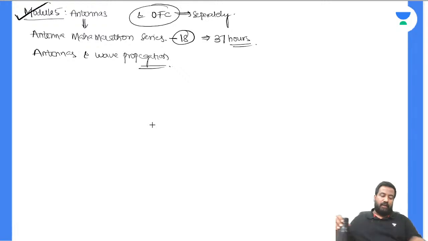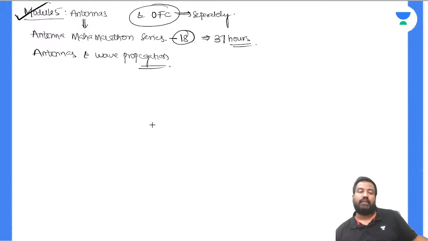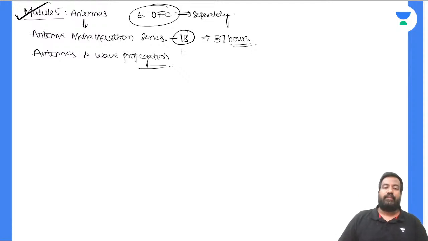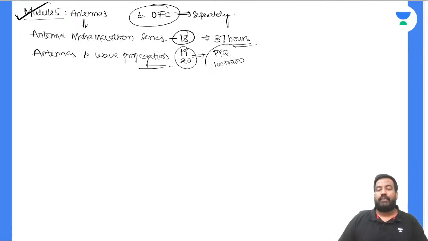I'll add 100 to 200 practice questions to this. I'll add Antennas Mahamarathon 19 and 20 very soon, where I'll add some previous year questions which are missed out, plus 100 to 200 practice questions. This will be added soon.